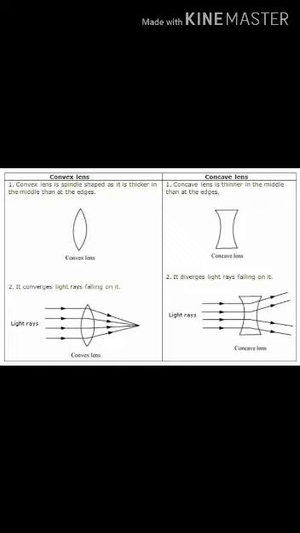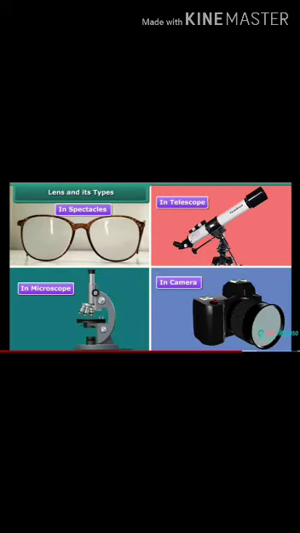A convex lens converges the light rays falling on it. That is why it is called the converging lens. But a concave lens diverges the light rays falling on it. Therefore, it is called the diverging lens. Convex lenses are used in spectacles as reading glasses. But concave lenses are present in the spectacles of negative power.